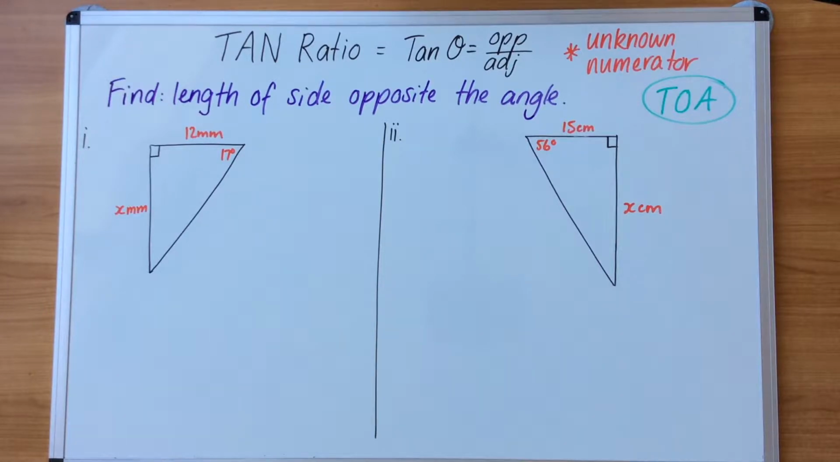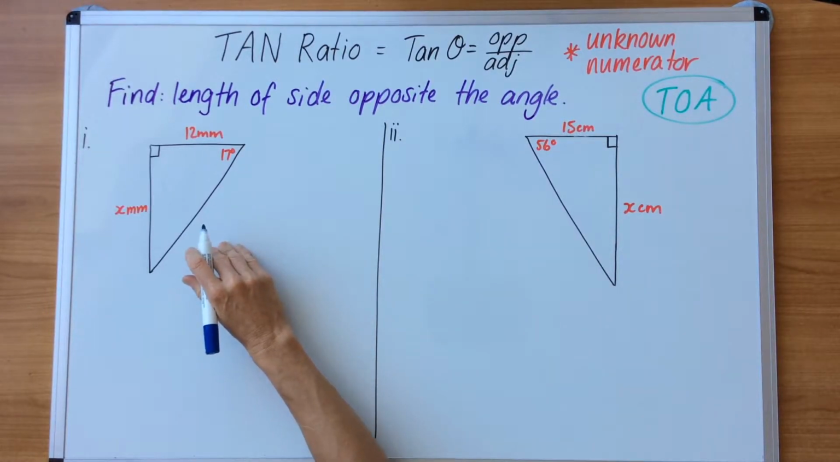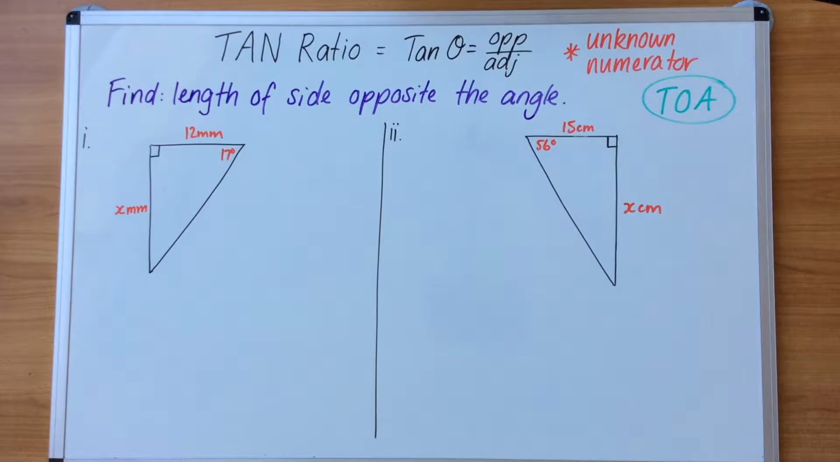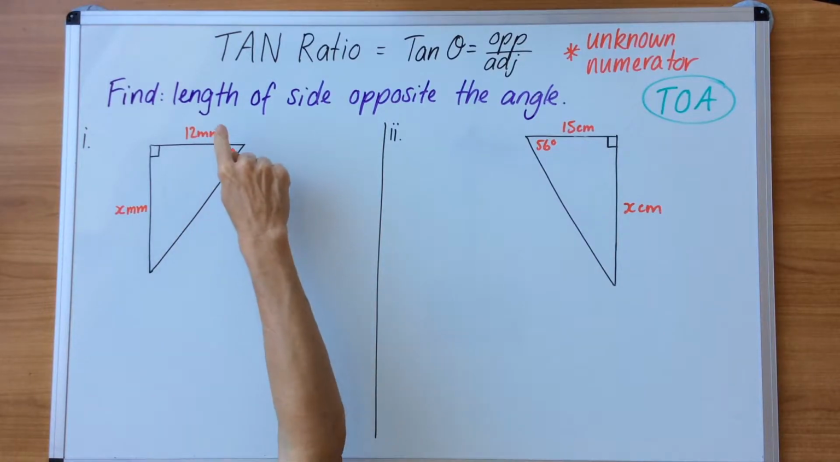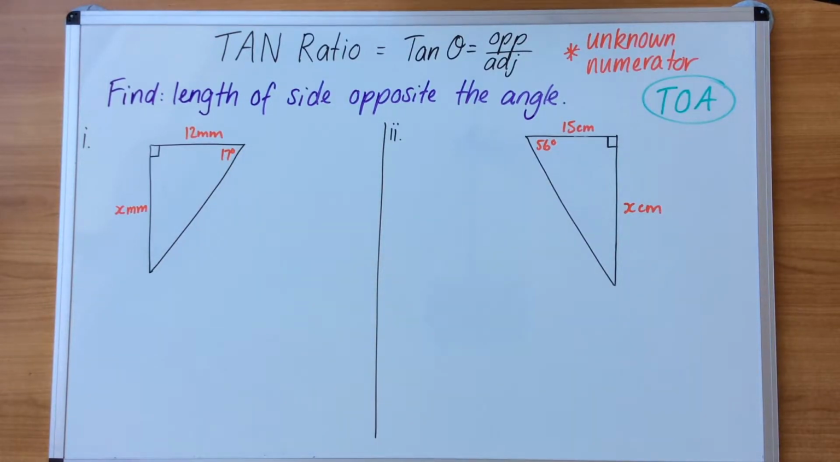We are now going to take a look at this question on the left hand side. We've been given some measurements: X millimeters, 12 millimeters, and 17 degrees. We have to label the triangle first because normally we're not told which button we have to press. I've mentioned that we are doing the tan ratio here, but when you don't know, you need to look at the information to figure out whether you're going to press the sine, cos, or tan button on your calculator.